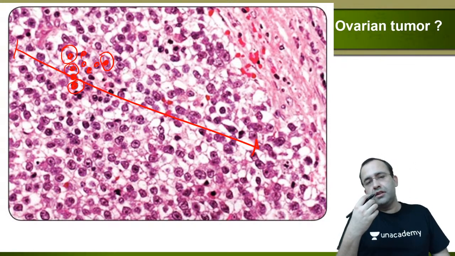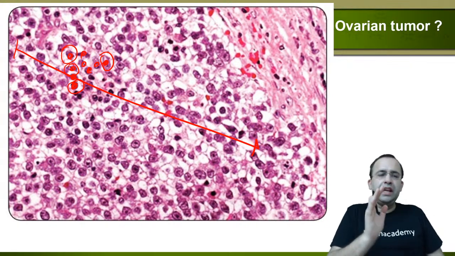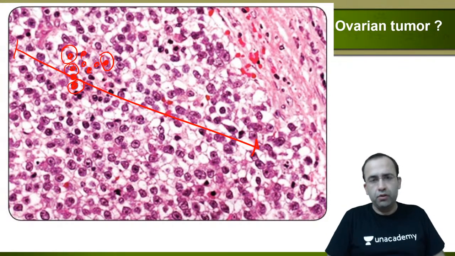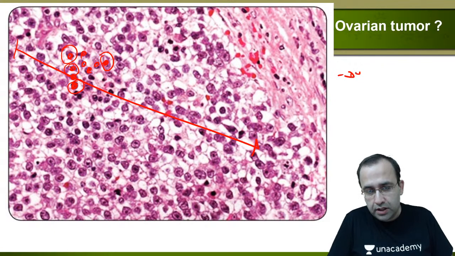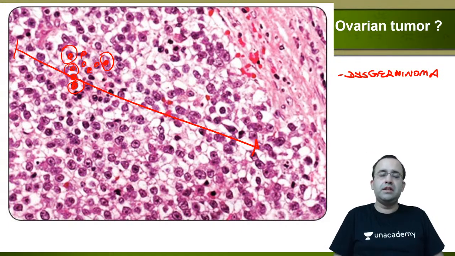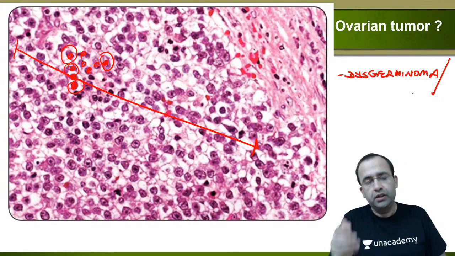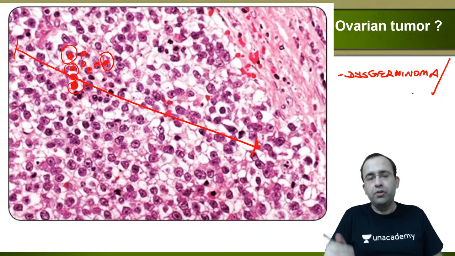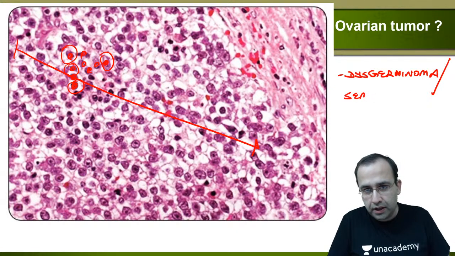That is, this is a good prognostic ovarian tumor. Looking at it, it seems that it is not that bad an ovarian tumor. That is dysgerminoma. It has the presence of monomorphic appearance of cells. Dysgerminoma. And you know that dysgerminoma is the ovarian counterpart of seminoma.